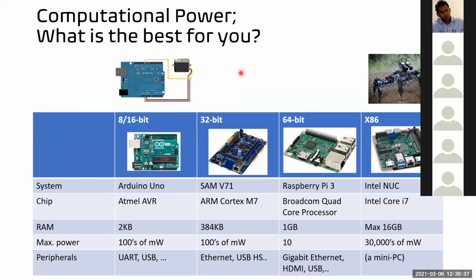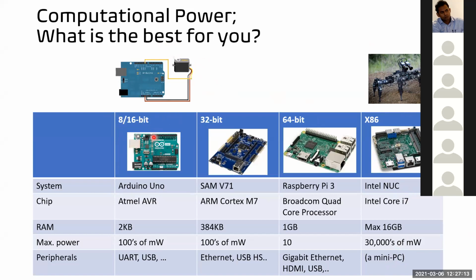What is the best for you? So if you are developing a robot like this, you might have to use Intel Core i7 based processing power. In this robot, there is a board called Intel NUC, which is something like a mini PC. So you'll need big computational power to handle all the things like vision and everything in such a robot. But if you are using a simple project, then you don't need to go higher. You can use something very simple as Arduino.